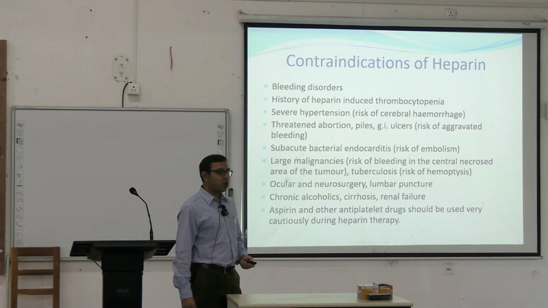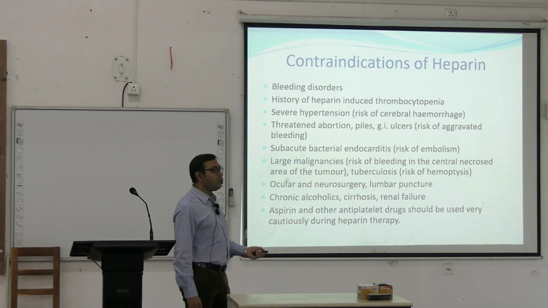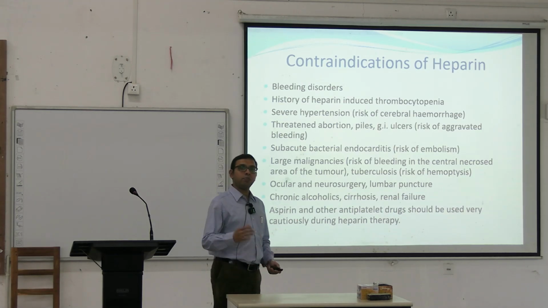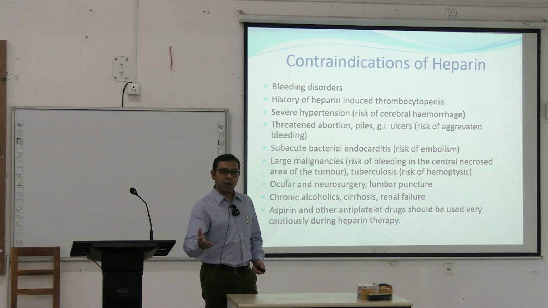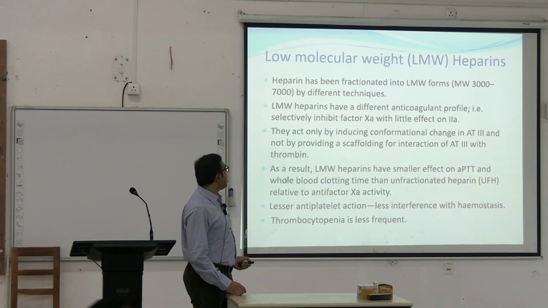Cirrhosis, renal failure. Aspirin and other antiplatelet drugs should be used very cautiously during anticoagulant therapy because these are also antiplatelets. So there will be more chances of the bleeding. So these are the areas where we should not use the heparin.